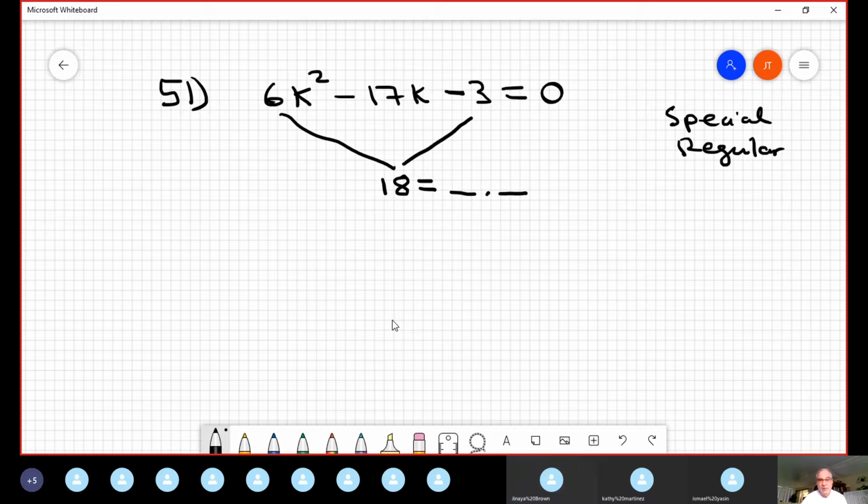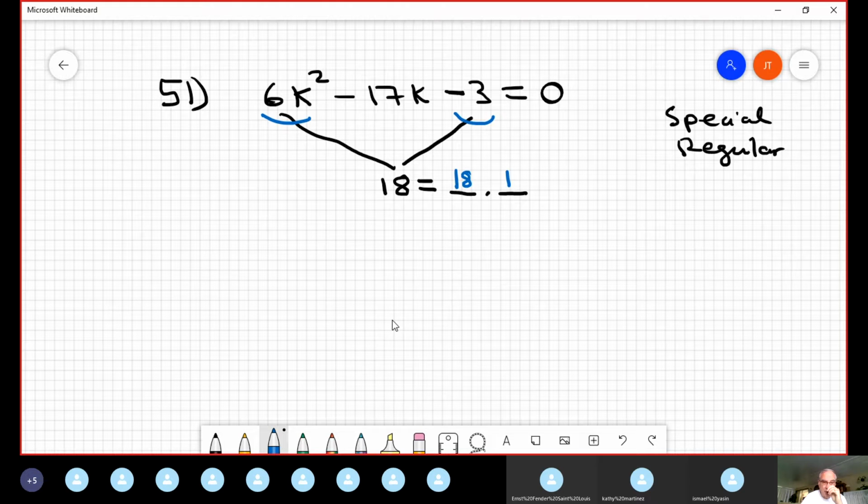9 and 2? No, it's not gonna be good. Okay, 18 and 1. Very well. 18 and 1, multiplication is 18, and subtraction, 18 minus 1 is 17. Super. You are the best.